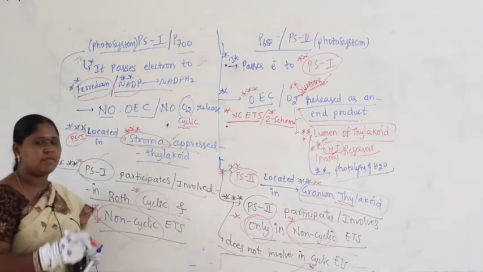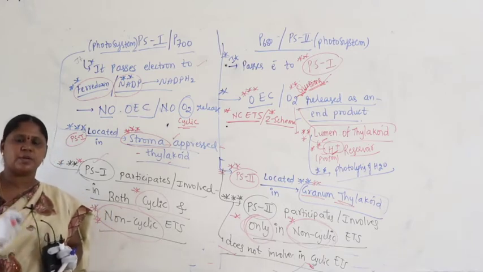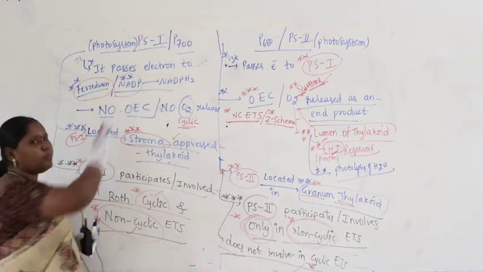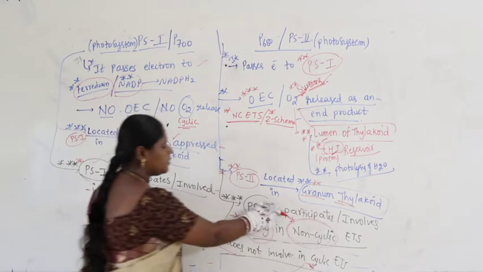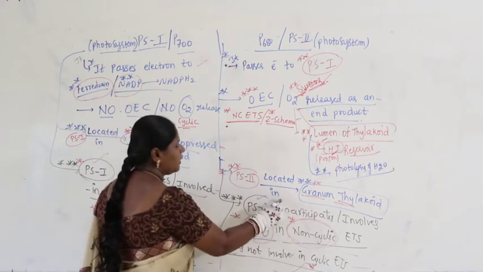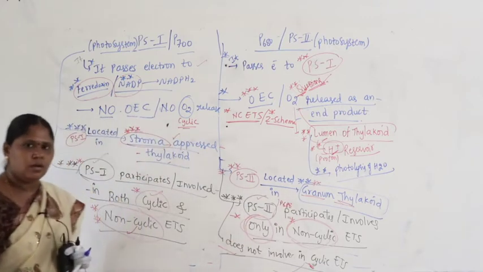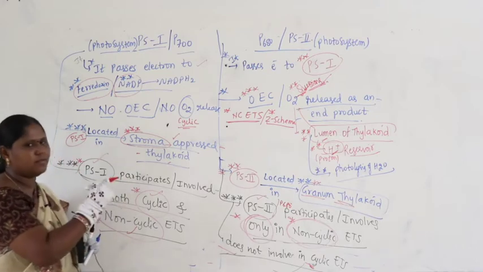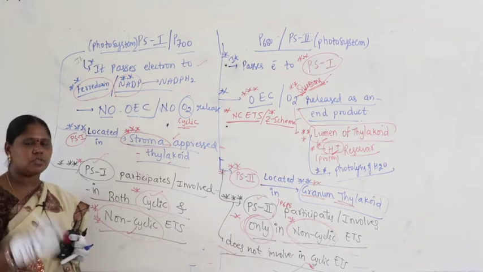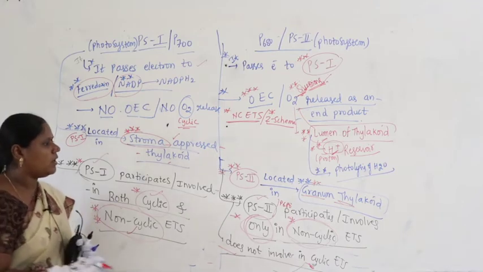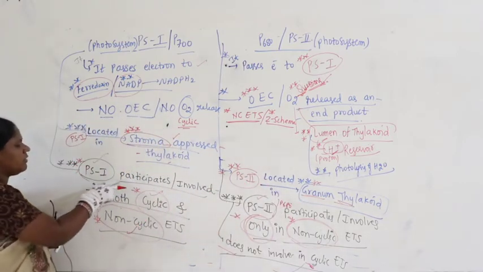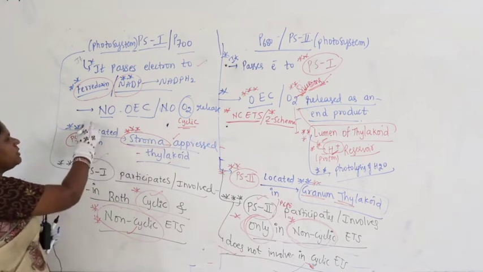So you may have a chance of getting a question: which photosystem participates in both cyclic as well as non-cyclic? Then you have to take PS1 or P700. Which one participates only in non-cyclic but not in cyclic? Then you have to take PS2 or you can take P680, right? That is a question. Every point has a chance of getting a good number of questions. So make sure you try to stress each and every point and remember it in your mind. Which photosystem is located in granum thylakoid? PS2 will come. Which photosystem is located in stroma appressed thylakoid? PS1.